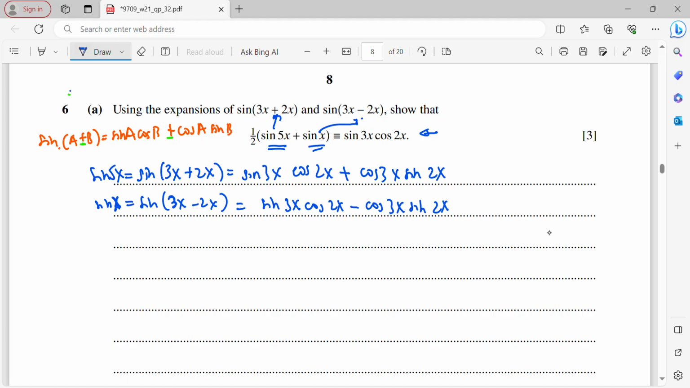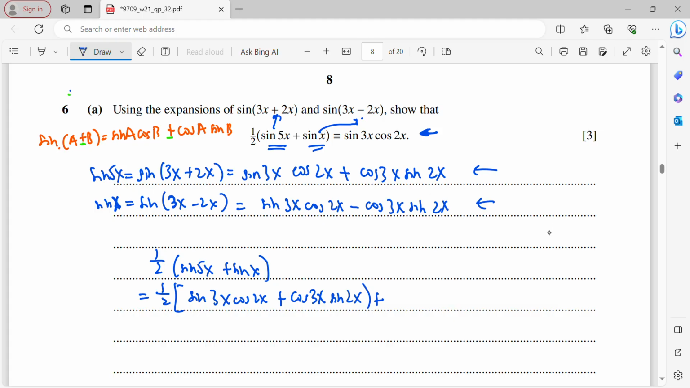Now, I need to prove this. So I will start with half of sine 5x plus sine x. It's going to be half of, copy down these two expressions. So sine 3x cos 2x plus cos 3x sine 2x. This is for sine 5x. Then I add sine x. So it will be sine 3x cos 2x minus cos 3x sine 2x.